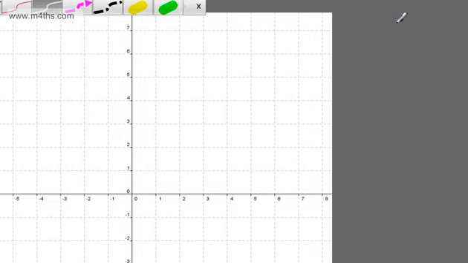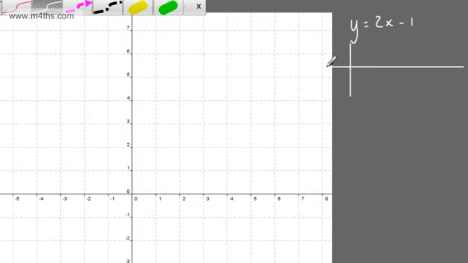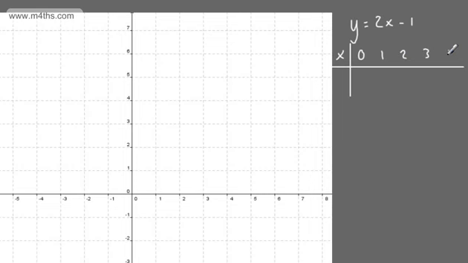So let's take a straight line. A straight line might be in the form y is equal to 2x minus 1. All we need to do is draw up a table of values for x and y. So in here, it looks something like so. Along the top, I can choose some values, unless I'm given them. I'll choose 0, 1, 2, 3, and 4.